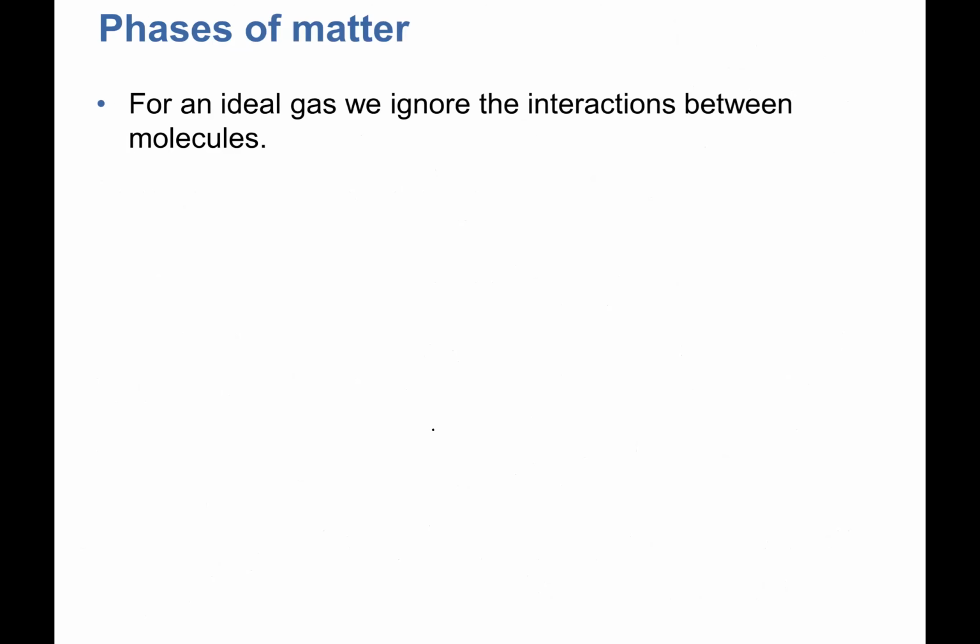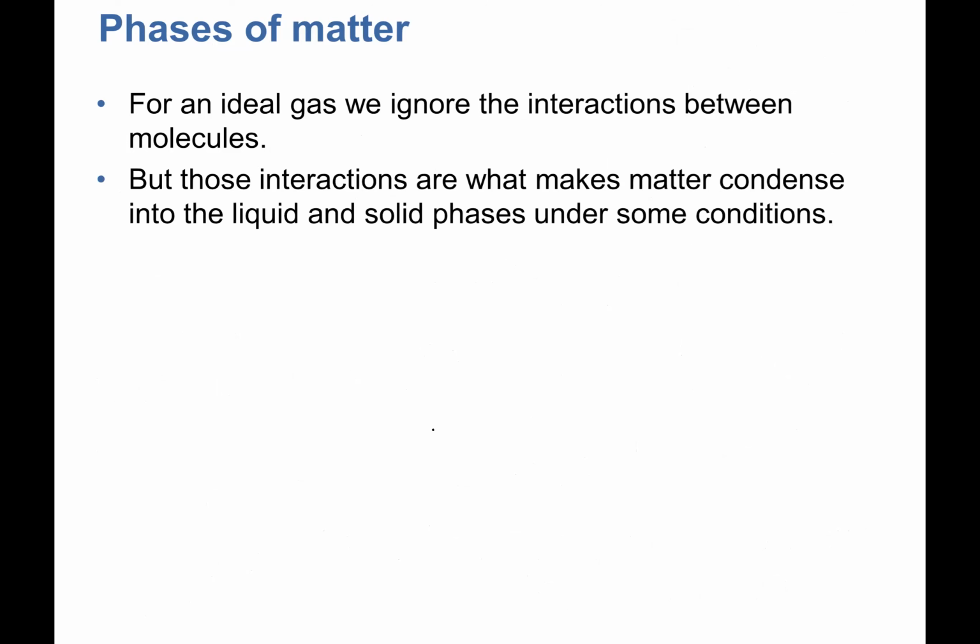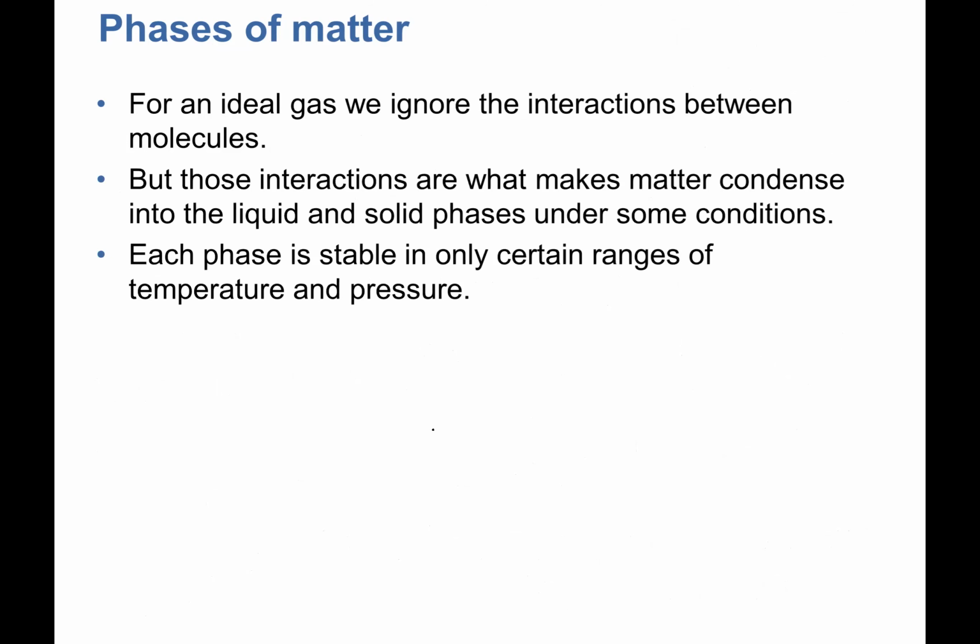All right. Now, we talked about phases in the previous chapter. So we know for the ideal gas, we ignore the interaction between molecules. And one of the things we have here is that those interactions are what makes matter condense into liquid and solid phases under some conditions. Remember, last chapter, we mostly talked about liquids, but this chapter, we're concentrating mostly on gas. And you can also look at phase change for a gas, and it's more or less similar to the liquid.